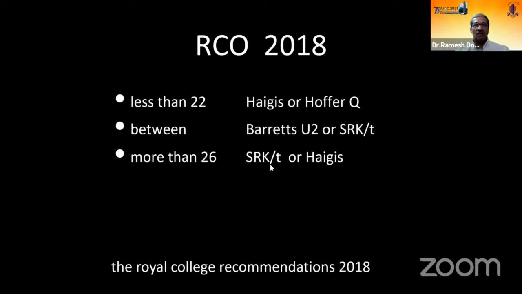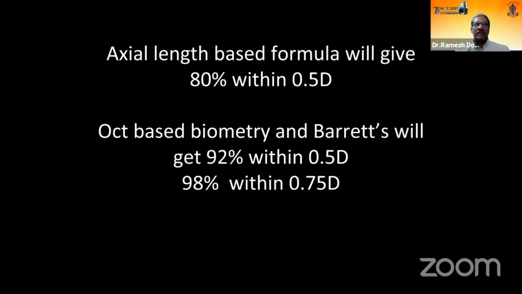One is to use the ultrasound biometry and the older formulas. The Royal College still advises us based on the axial length of the eye. If you do your biometry based on axial length, 80% of your patients will be within 0.5 diopter. But if you choose to use the OCT-based biometer and the more recent formulas, 92% of your post-ops will be within 0.5 diopter spherical error, and 98% will be within 0.75 diopter. These are easily attainable targets in all parts of the world.